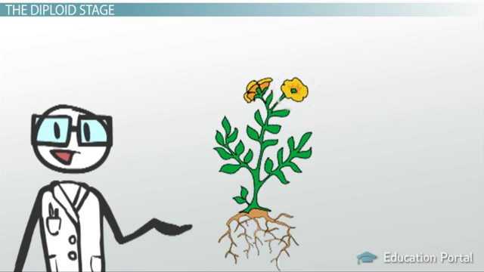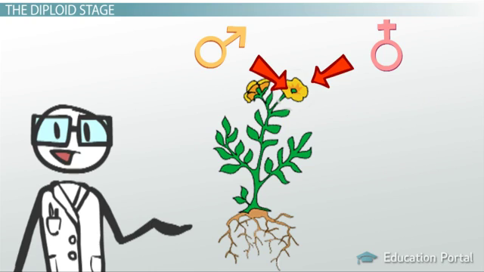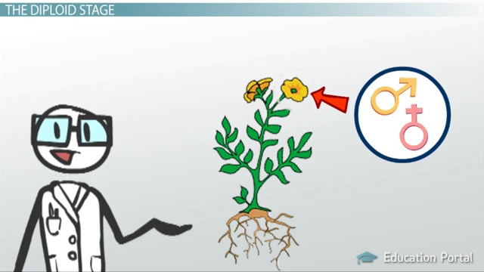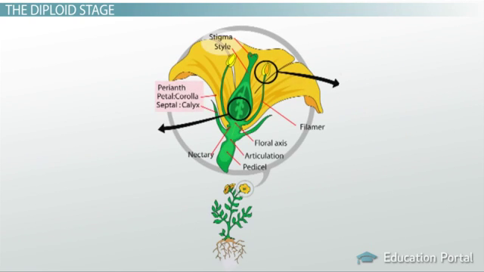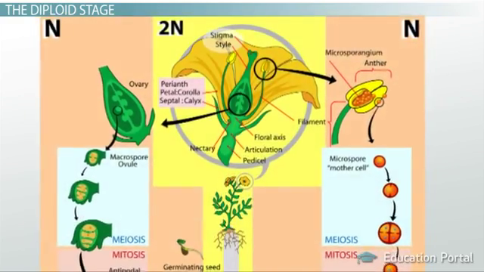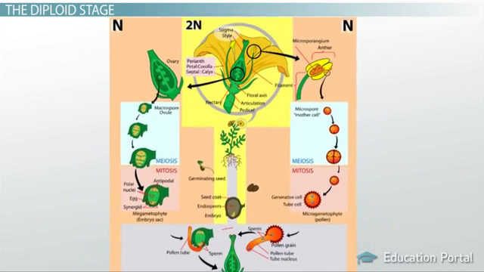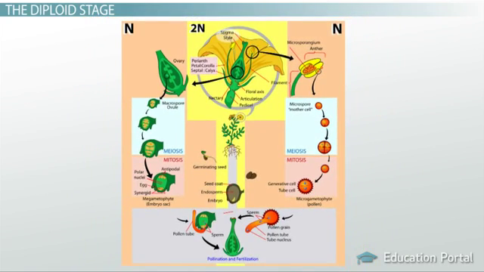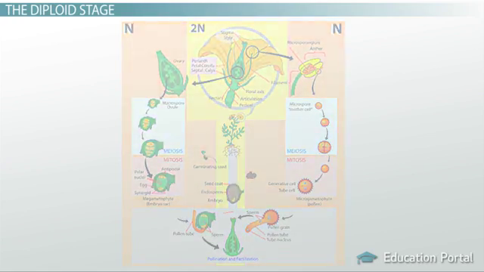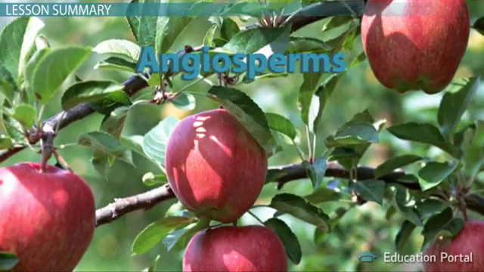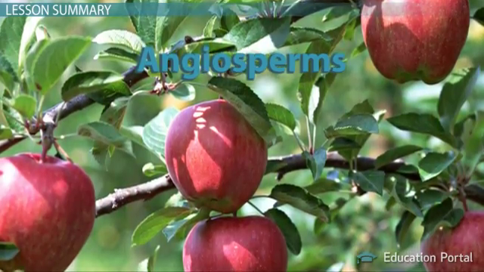Remember that some angiosperms will contain either male or female parts, while others will contain both. Regardless of this, the dominant diploid stage of the life cycle will produce flowers, which are specialized structures for reproduction. The female parts of the flower will produce megaspores, and the male parts will develop microspores, continuing the cycle. Angiosperms are unique plants because they produce protected seeds.